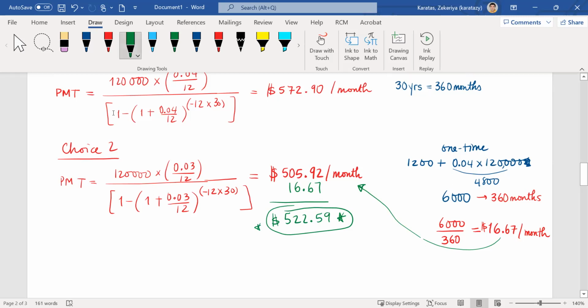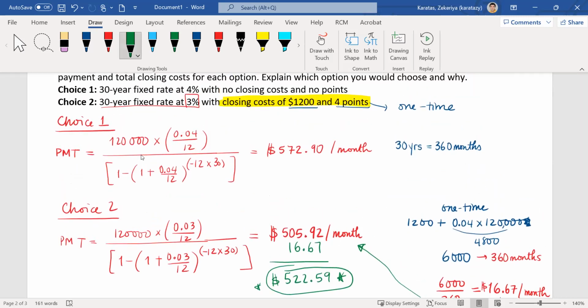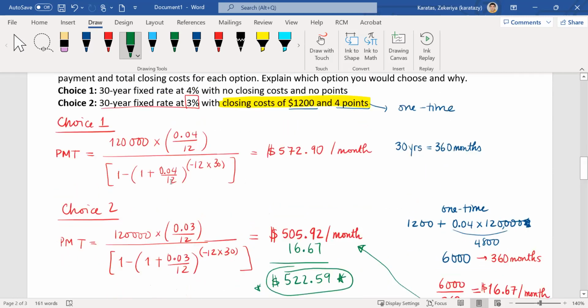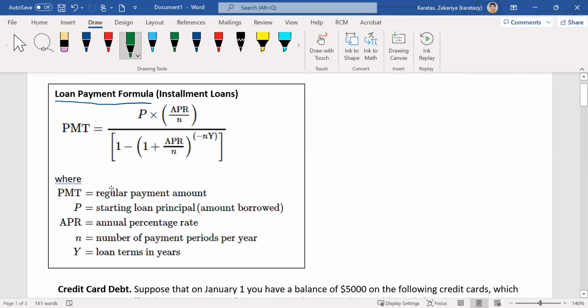Again, as I said, points. When you see points in a mortgage, you write it as a percentage, and that percentage of the actual loan, the mortgage amount, will be paid at the beginning of the loan. So this is about the loan formula. I hope this is clear. I hope you enjoyed the video. You can find many examples on the web, and those are going to be really helpful, but they work mainly with this formula, all the loans that work with this formula.